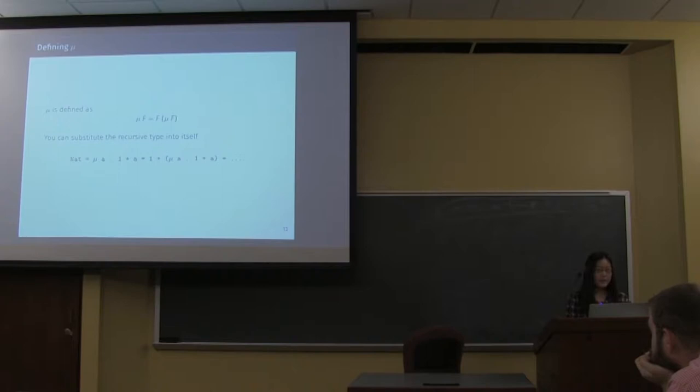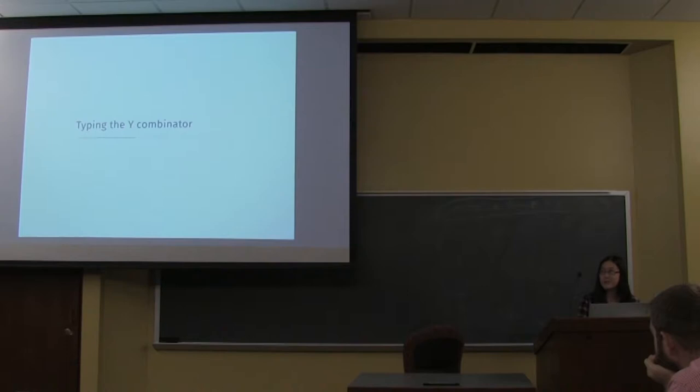So as a concrete example, let's go back to our natural numbers, which is just nat is equal to mu a dot 1 plus a. And if you want to unroll it one level, you end up with 1 plus mu of a dot 1 plus a. Cool. So now let's get to another fun exercise. How do we come up with a type for the Y combinator?